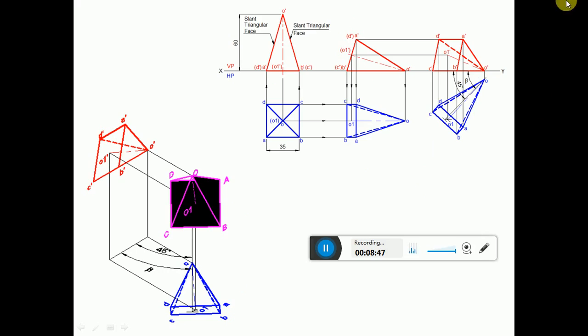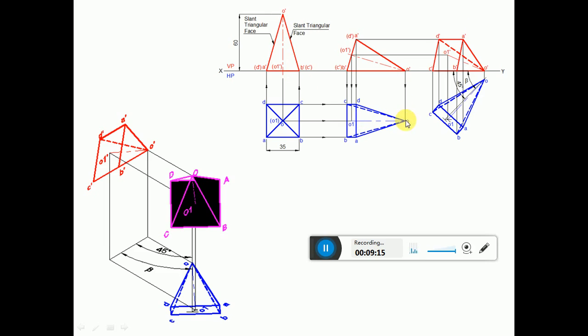Now he says that the axis is inclined to VP. Since he has given the true inclination, but once it is resting on a slant triangular face, naturally the axis will be inclined to HP. Since the axis is inclined to HP, you are getting the apparent length. What does apparent length mean? It is always less than the true length. What is the true length of the axis? The true length of the axis is 60. So naturally this length will be less than 60 mm.